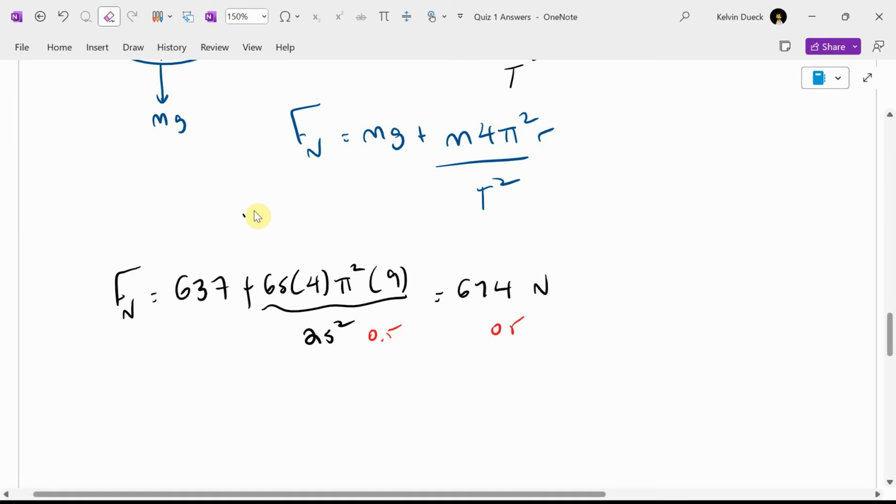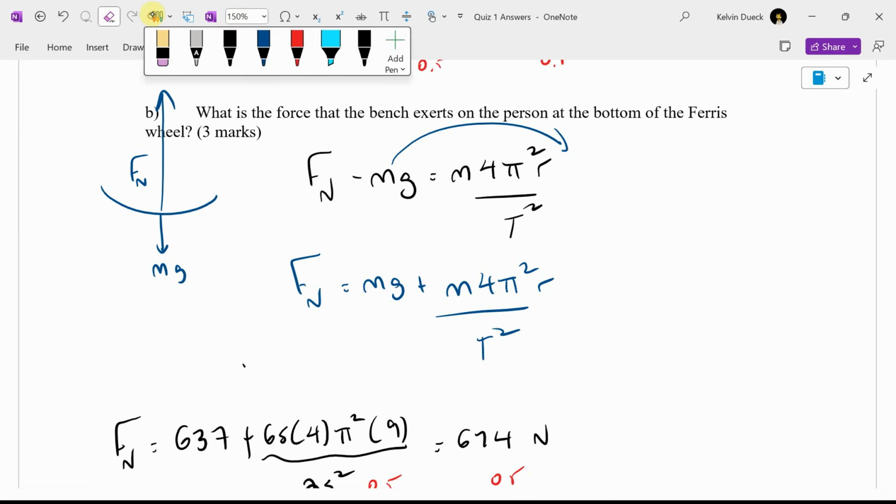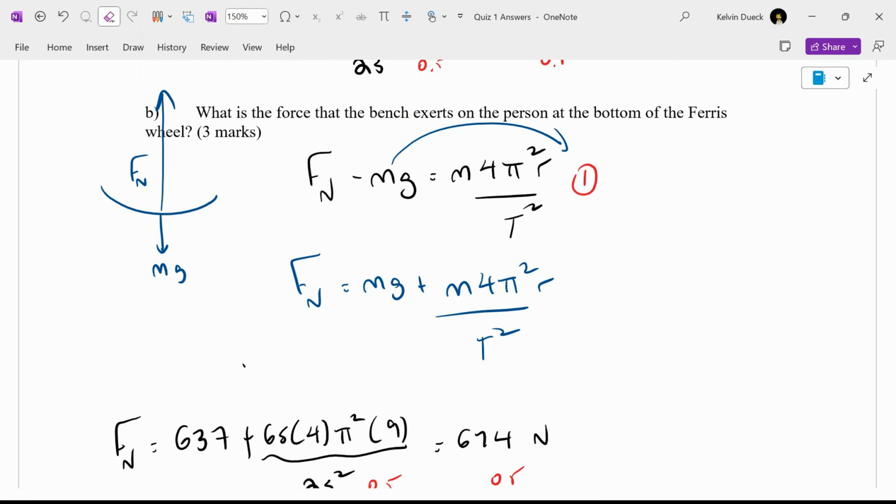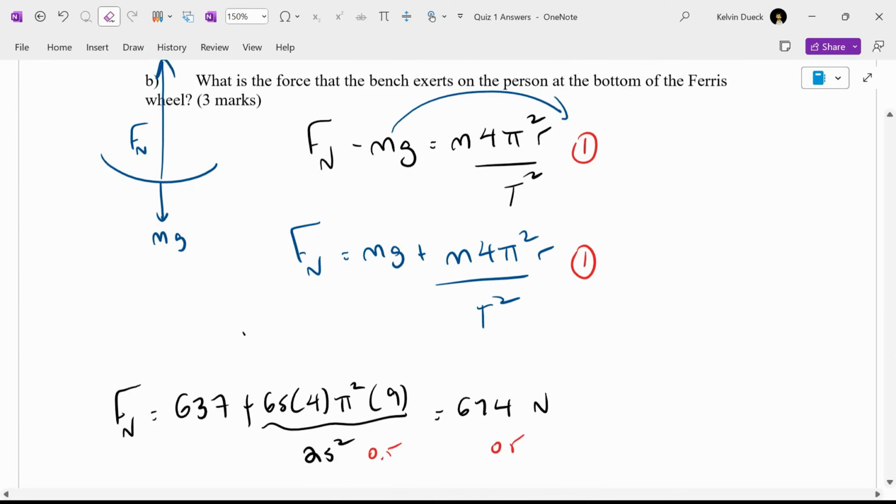Newtons. Similar marking scheme as before, except I don't have an extra half mark, so I went 1 mark for that, 1 mark for that, half mark, half mark.